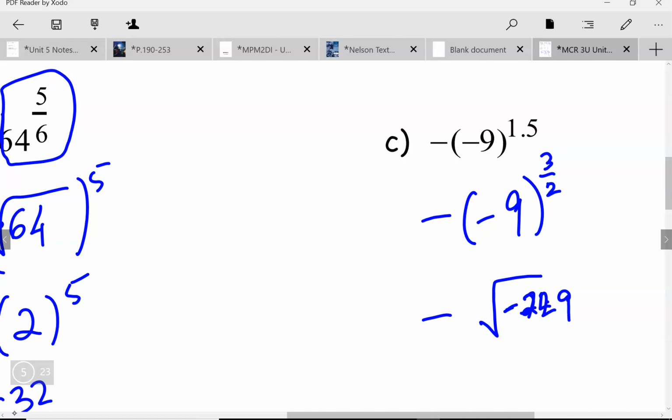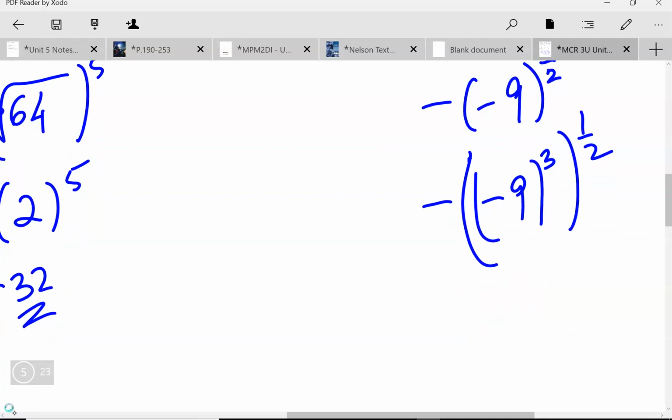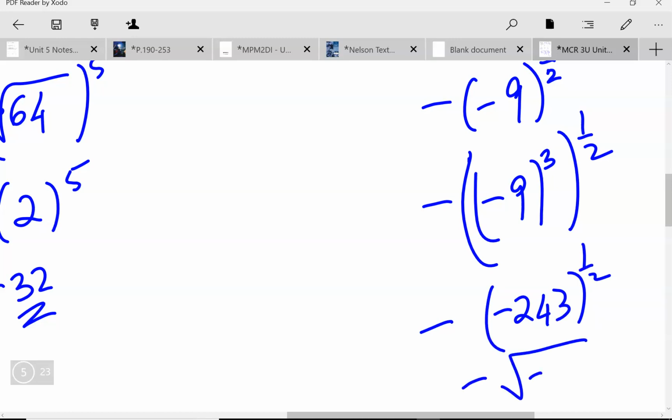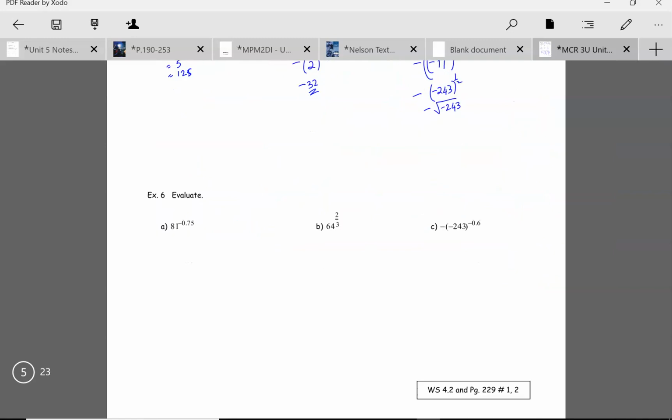So let me explain what I did there. Here, again, the square root of this was like negative 9. I'm actually going to take the cube first and then take the square root of that. So negative 9 cubed is negative 243, and the square root of negative 243 actually does not exist. I don't know what's up with that. That's weird. There's no real solutions for this question.